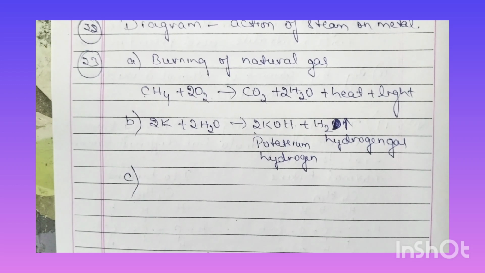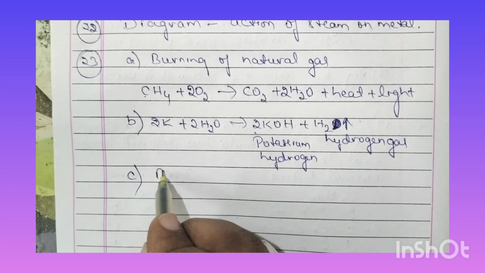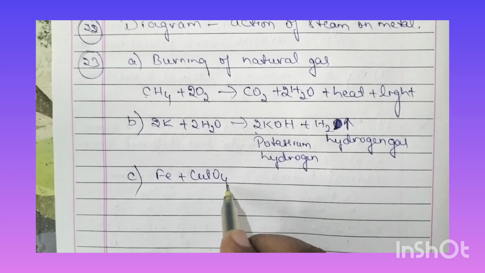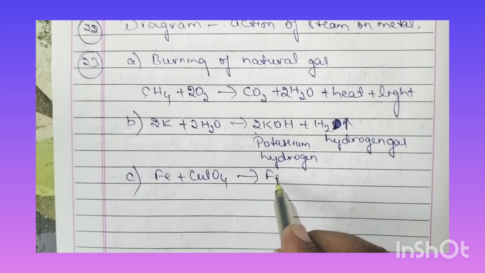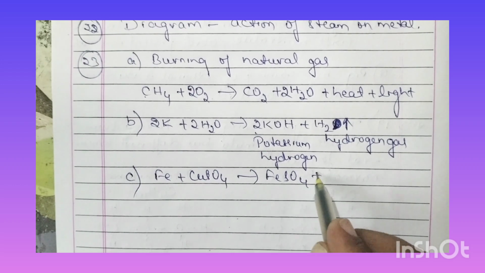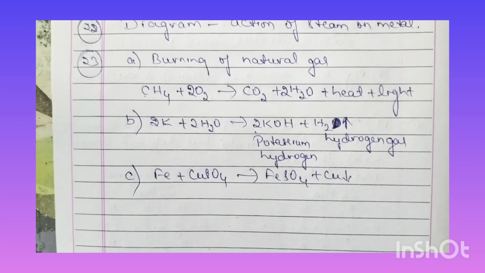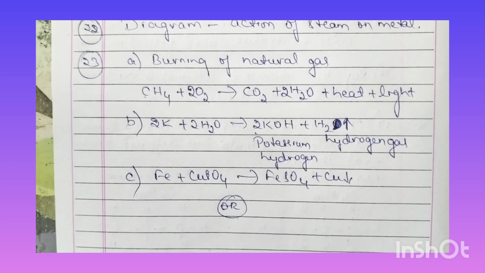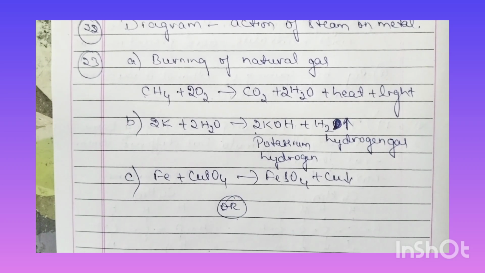Reaction of iron with copper sulfate solution, Fe plus CuSO4 give rise to FeSO4 plus Cu deposited. There is an internal choice question in this, so let us answer that internal question also.